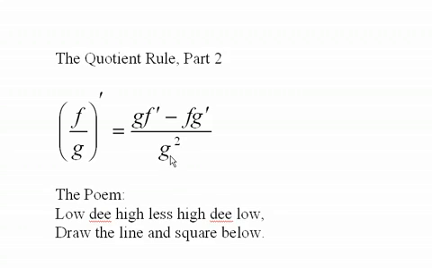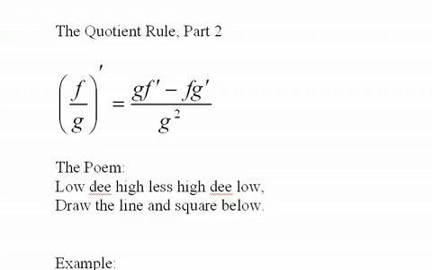And if you get it backwards, the poem won't rhyme. So you can't say low d high, less high... You can't get it backwards anyway. It'll mess up. Let's see how you could get it backwards. You go high d low, less low d high, draw the line and square below. It wouldn't rhyme. That's how you can mess it up. So if it's low d high, less high d low, draw the line and square below, you won't get these backwards. That's the main thing.